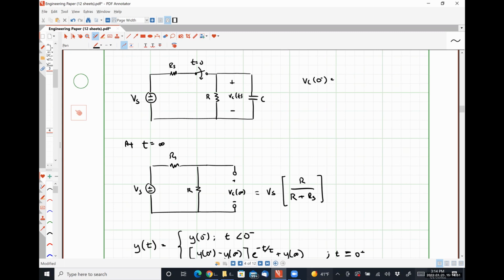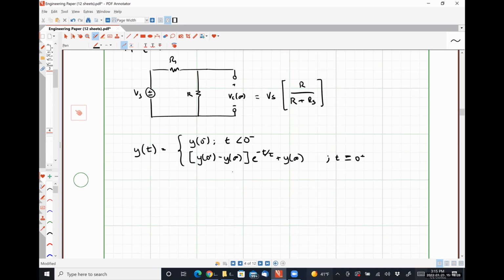The switch is open at 0 minus. The capacitor isn't connected to anything, so it should be fairly straightforward to see that VC at 0 minus is 0 volts. What's VC at 0 plus? David. Still will be 0. Absolutely right. The capacitor voltage cannot change instantaneously.